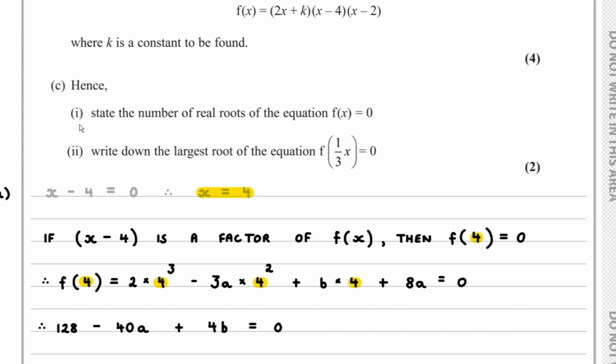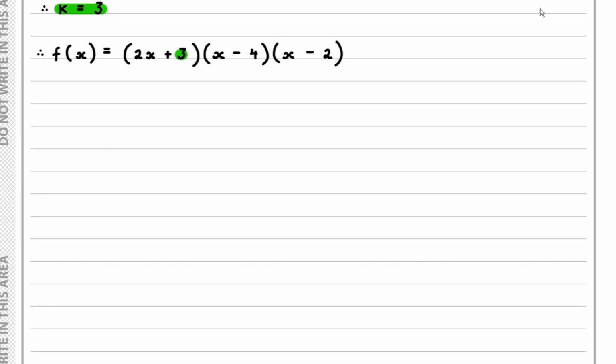Part C. Hence, for the first part, state the number of real roots of the equation f of x equals 0. From part B, we already know what f of x is. That's equal to 2x plus 3 multiplied by x subtract 4 multiplied by x subtract 2. Now, if we wish to find the solutions of f of x equals 0, we need to set each of these brackets equal to 0 and then solve.